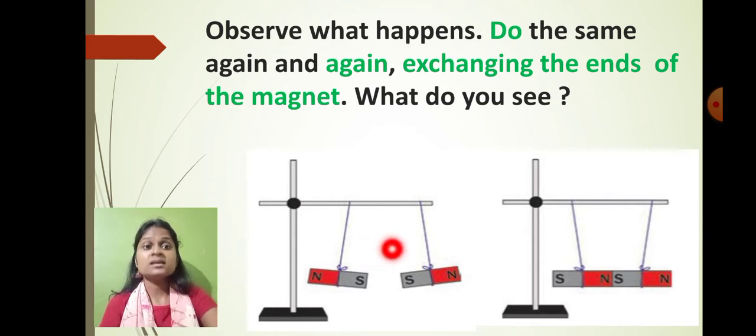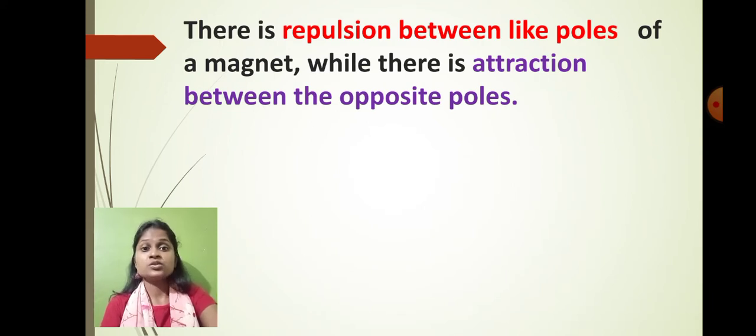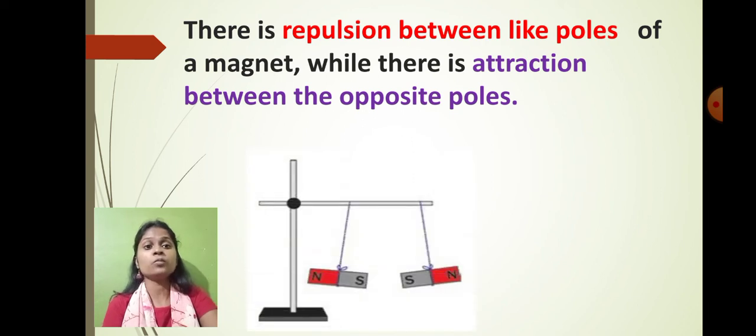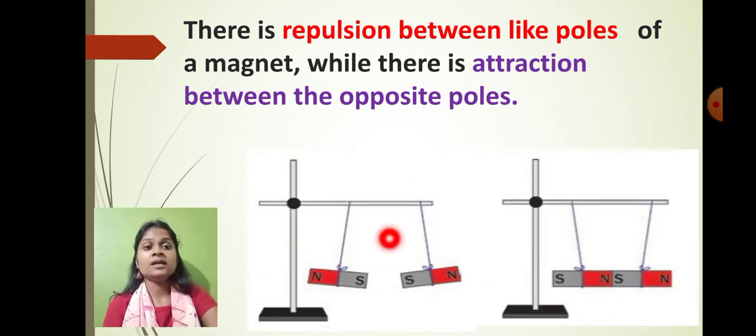Whereas the same poles of the magnet, if we try to bring them towards each other, will repel. So repulsion occurs between the like poles of the magnet, whereas attraction occurs between the opposite poles of the magnet. So this is one of the properties of the magnet, right?